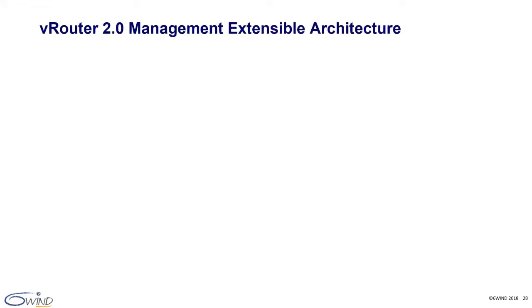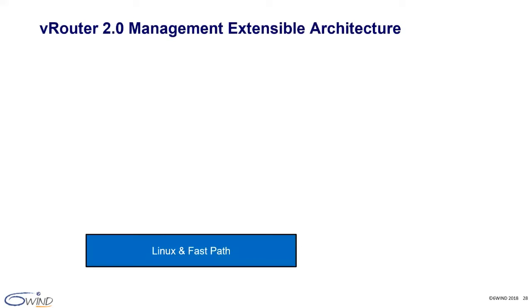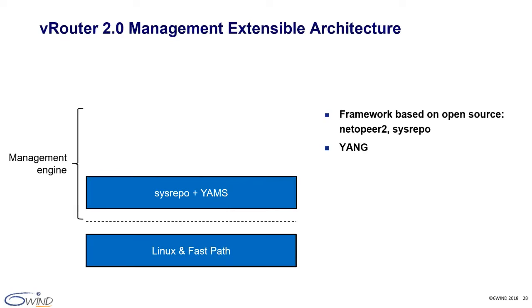Finally, let's have a quick look at the architecture of our vRouter 2.0 management, especially in terms of extensibility for our source code users that will add their own data plane or control plane protocols or extend existing protocols with new or proprietary parameters. On top of the Linux and FastPass subsystem, the management engine relies on the Yang data store based on the sysrepo open source project. We have implemented sysrepo services to configure Linux networking for the different features supported in the vRouter in a Python plugin called YAMS for Yang-based management system. YAMS leverages the standard Linux interfaces to configure networking.